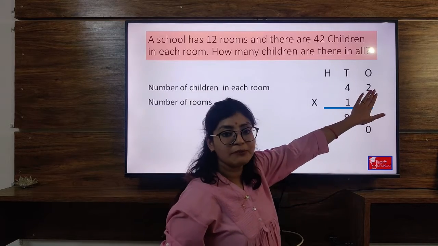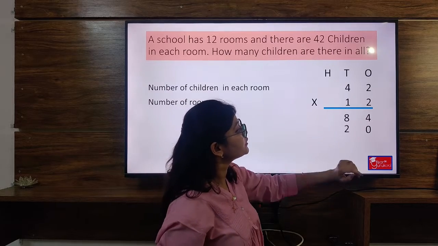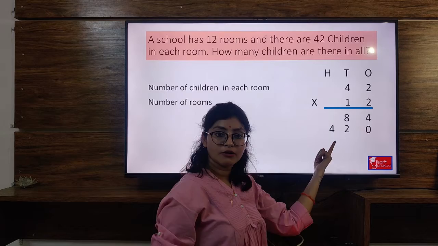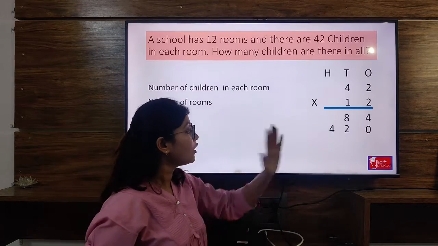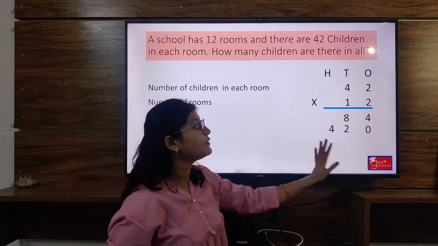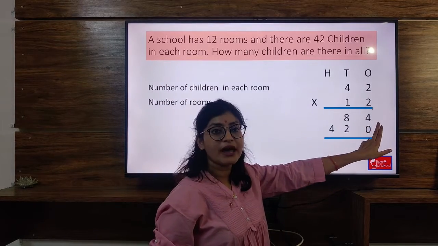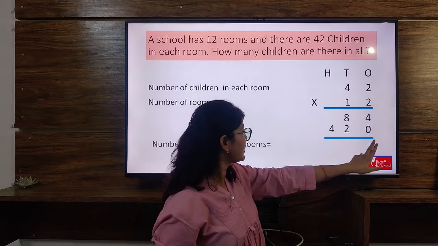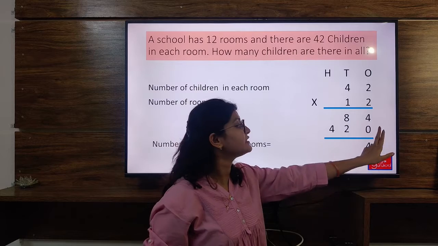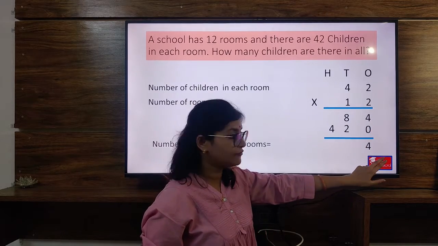Now we will simply multiply this 1 with rest of the numbers. 1 2's are 2 and 1 4's are 4. Okay, now all the numbers are done. Now it's time to add the multiplication. Here at ones place we have 4 and 0. 4 and 0 is 4, because when we add any number with 0, the answer is the same number itself. 4 plus 0 is 4.